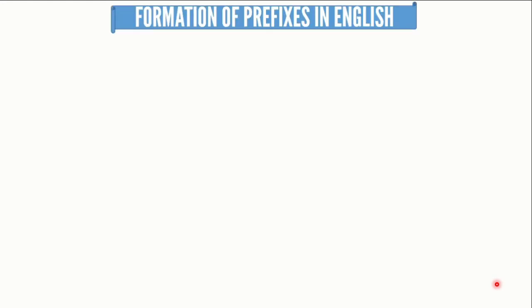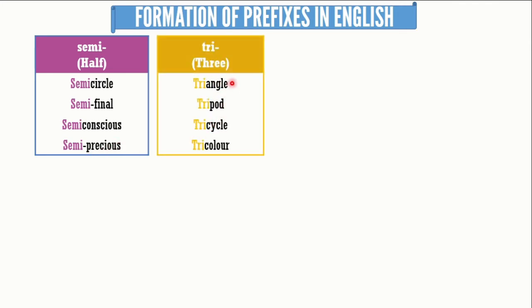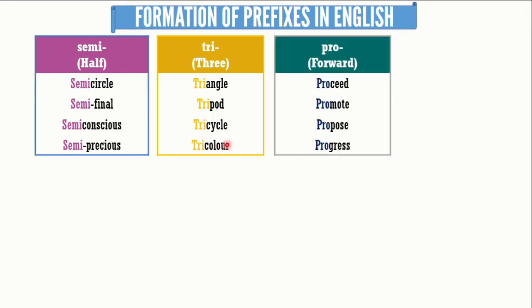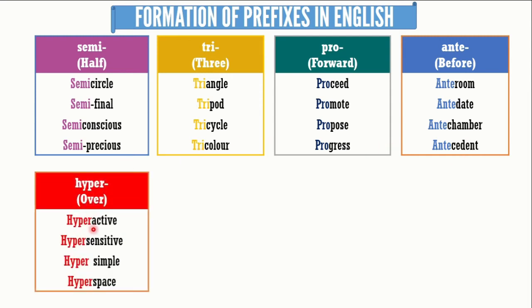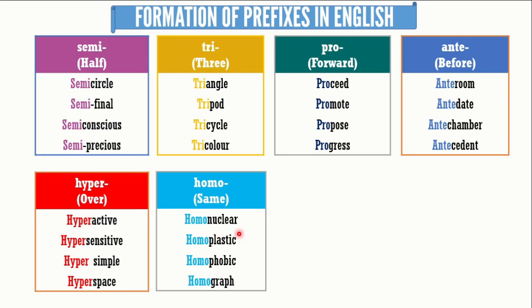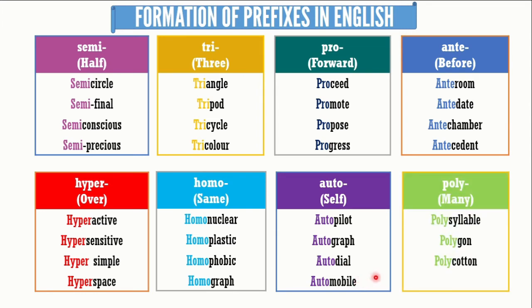Here is a more formation of prefix in English. Semi, that means half: semicircle, semi-final, semi-conscious, semi-precious. Tri, that means three: triangle, triford, tricycle, tricolor. Pro, that means forward: proceed, promote, propose, progress. Ante, that means before: anteroom, antedate, antechamber, antecedent. Hyper, that means over: hyperactive, hypersensitive, hypersimple, hyperspace. Homo, that means same: homonuclear, homoplastic, homophonic, homograph. Auto, that means self: autopilot, autograph, autodial, automobile. Poly, that means many: polysyllabic, polygon, polycotton.